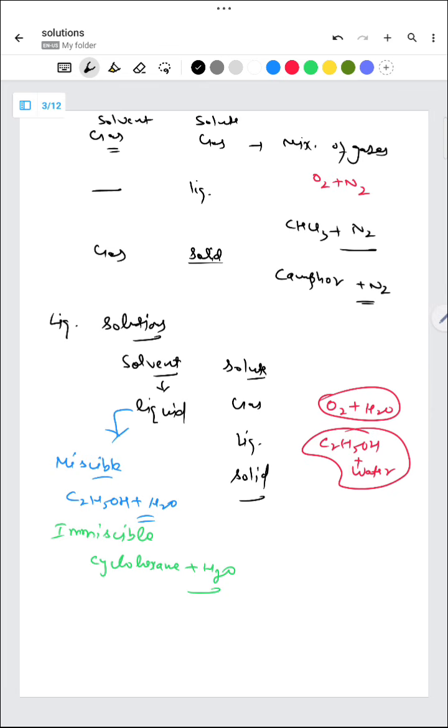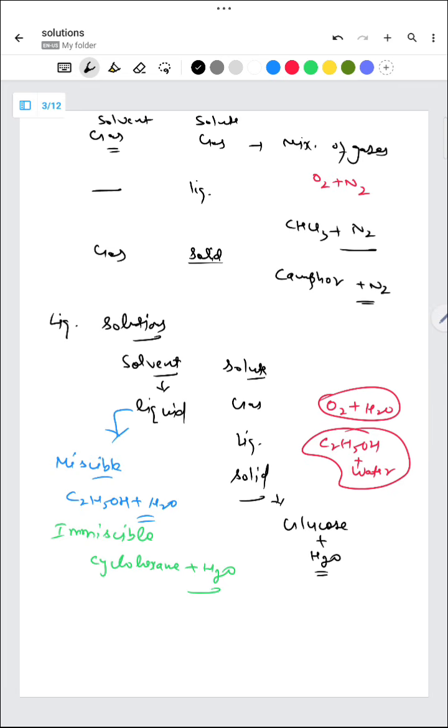When we were discussing solid as a solute in liquid solvent, here we can use glucose, which is a solid dissolved in water. This comes under this category, which is also a liquid solution, but here we are using solid as a solute.